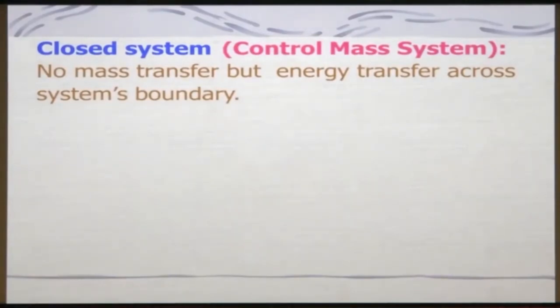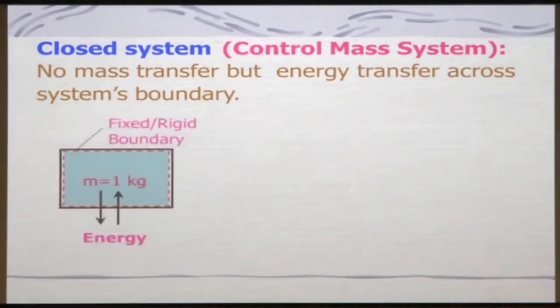We call it a closed system where no mass transfer will be taking place. That means if I look at this boundary, what is happening? We take 1 kilo of mass, and then we can give heat here, right? What will happen to this mass? Mass will not change, right?